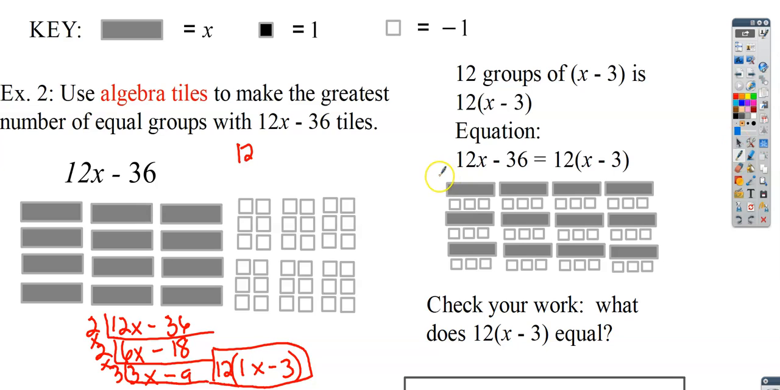So now I just want you to see, hey, there is one of my groups. There's a group of 1x minus 3. Here's another group of 1x minus 3. So it's not strange that I still have an x inside the parentheses instead of a number, because that x stands for the algebra tile that I'm breaking up into equal groups.